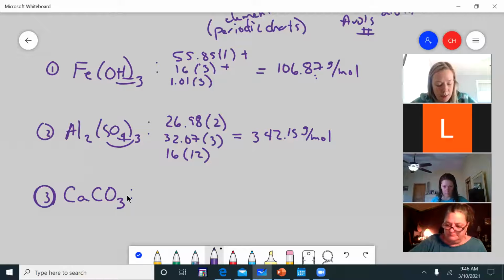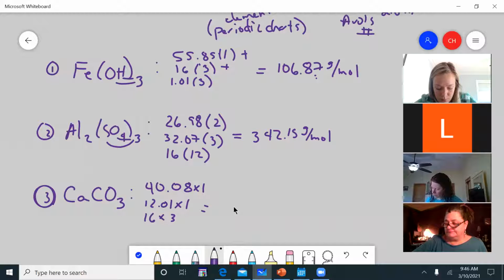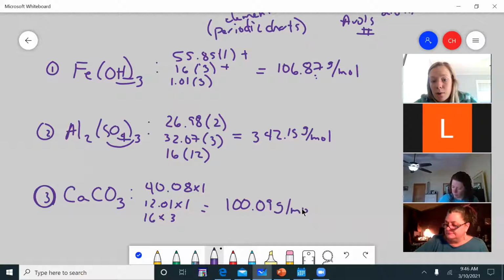The last one here is calcium carbonate. We've got 1 calcium. Calcium is 40.08, and we're going to multiply that by 1. Carbon is 12.01, and we're also going to multiply that by 1. And then oxygen, which is 16, we're going to multiply by 3. When we add those together, we should get almost exactly on the nail 100. I'm going to give it 2 decimals: 100.09 grams per mole.